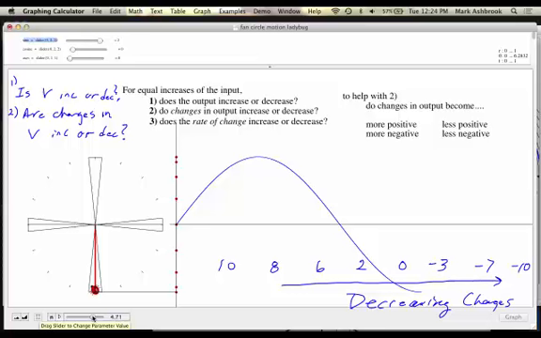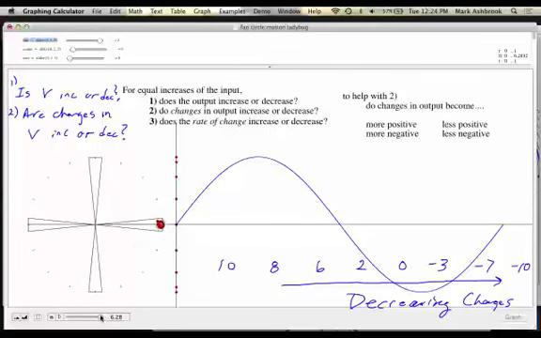Last quadrant. The easiest one. Is V going up or down? Up. Are the changes getting more or less positive? More positive. The smallest positive change is going to be first, then larger and larger positive changes. So V is increasing and the changes are increasing. So that's going up, concave up.